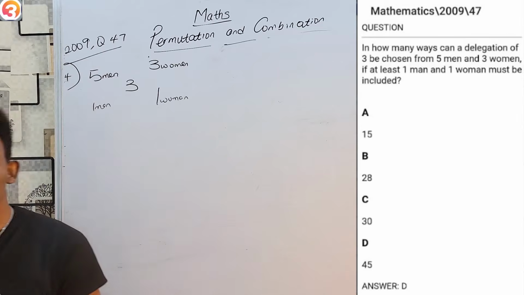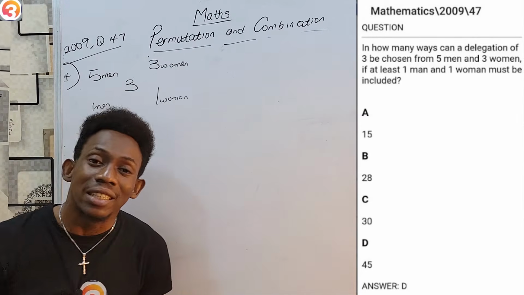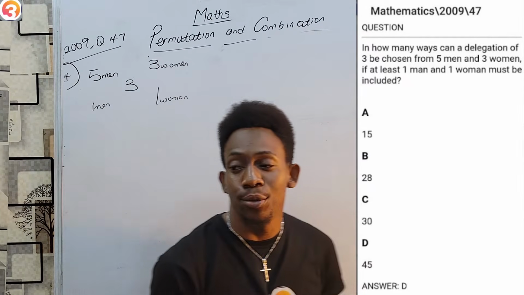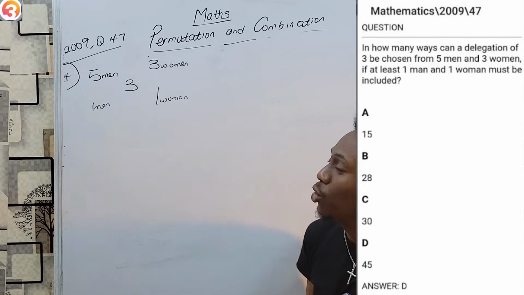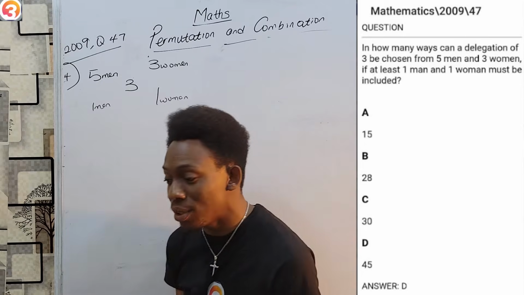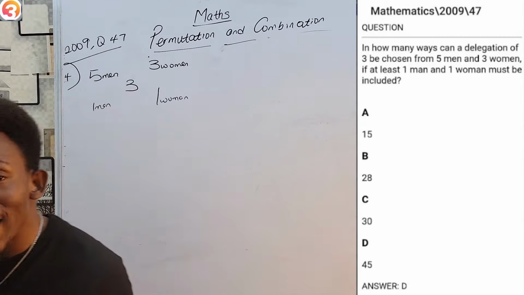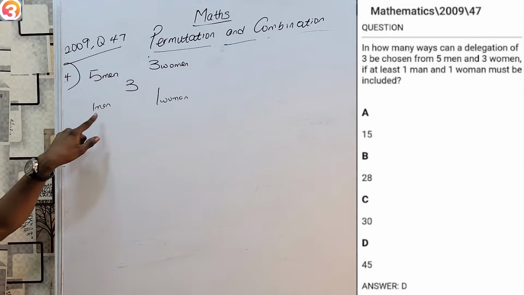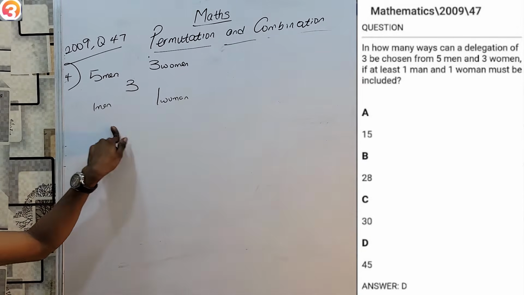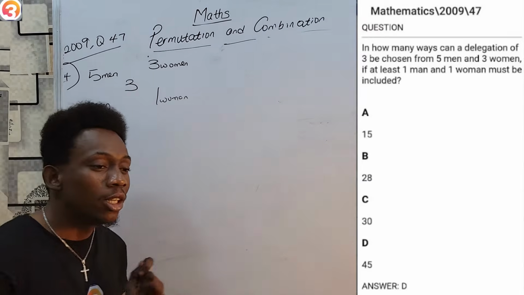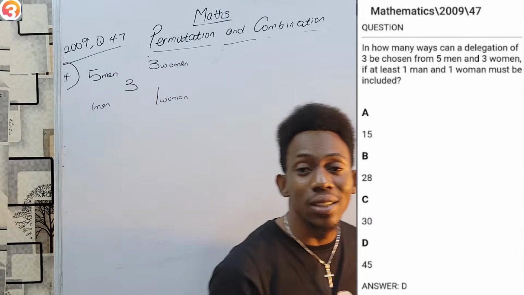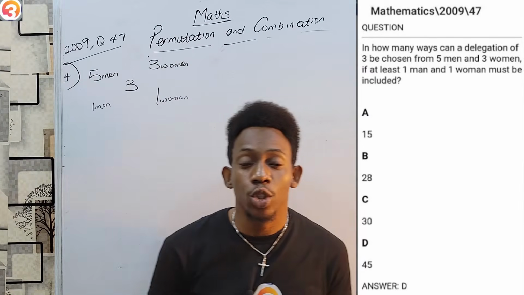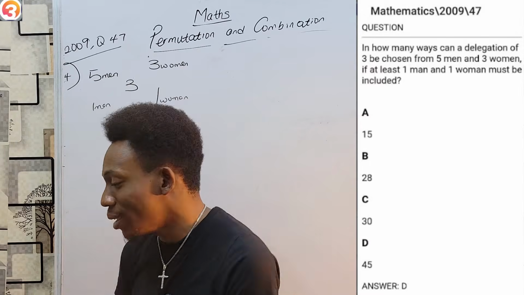Maybe the first member, maybe the third member, but I'm still in that committee. And for that reason, I know that this has to be combination. However, I can't just solve this combination and say I'm done, because now I have a condition. What's the condition? There must be at least 1 man and at least 1 woman. Meaning this committee cannot just be entirely men, and it also cannot just be entirely women.